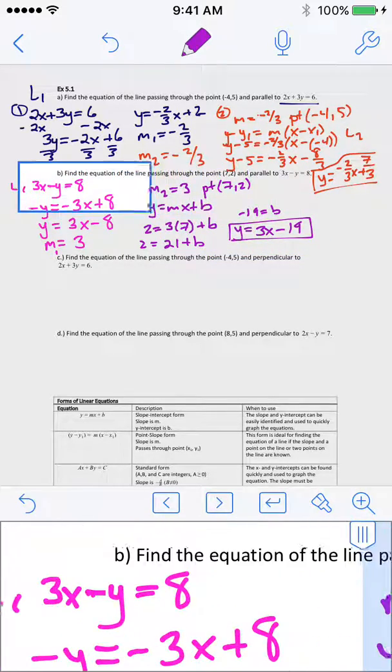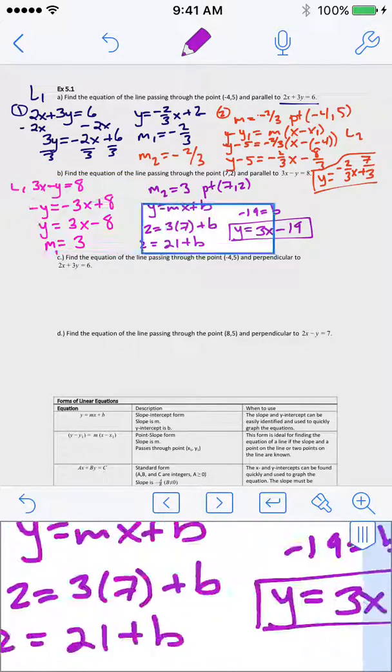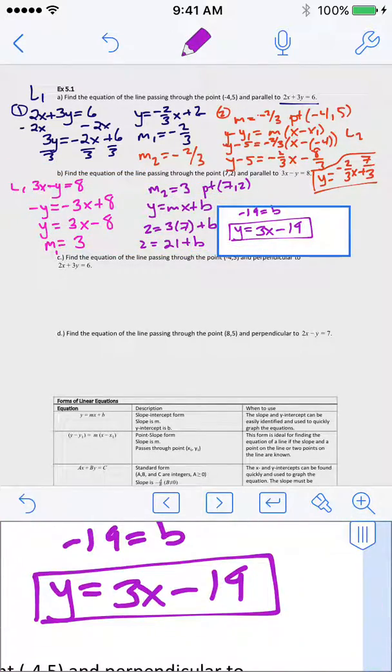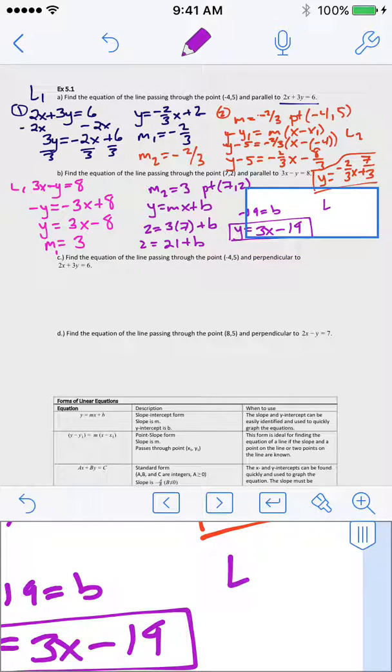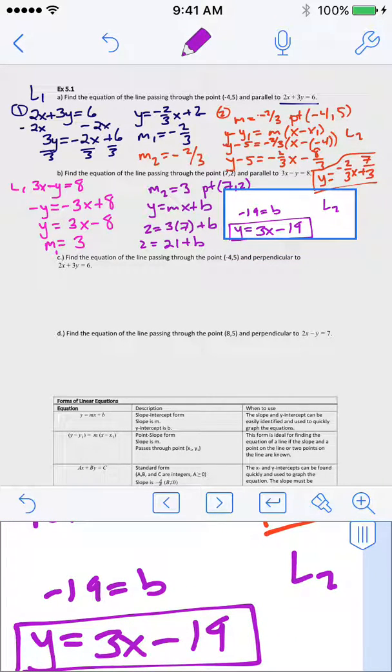Notice this has the exact same slope as the last one, right? But it has different y-intercepts, so they are indeed parallel. This is line 2. Alright. Hopefully that's what you got as well.